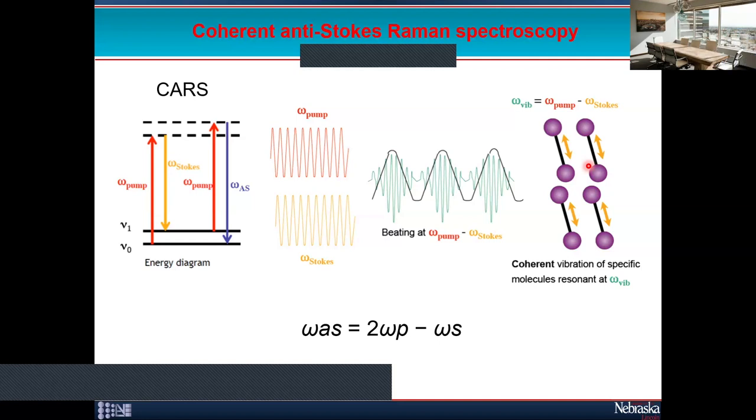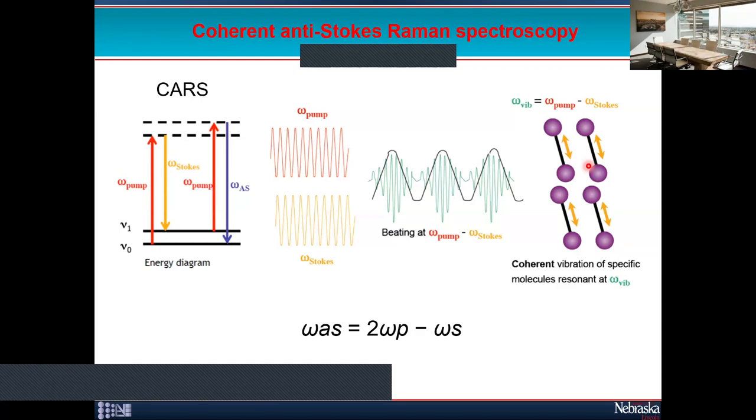The efficiency is like 1 million times higher than spontaneous Raman. In Raman, it usually takes minutes or hours to take a spectrum. This one, we only need a millisecond to accumulate a spectrum. With this kind of fast speed, we can scan in 3D.